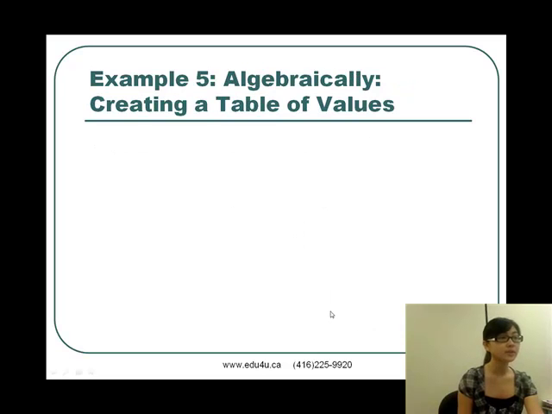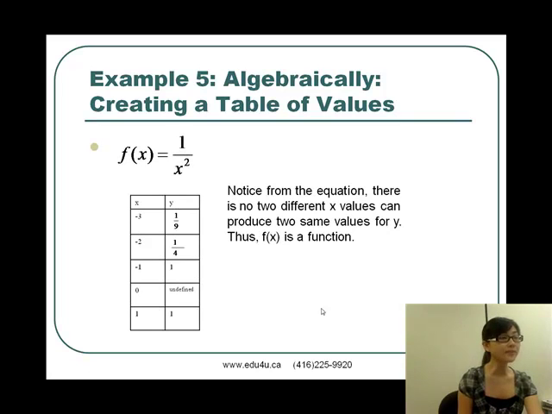Example 5, algebraically, creating a table of values. Here we have the equation f of x equals 1 over x squared. I draw all the information into a table of values, in which there are two columns, one for x and the other for y. The x can be any number that I want, and as many as I want. For this example, I chose -3, -2, -1, 0, and 1. I use these values and plug them into the original equation to see what I get for f of x, and that will be my y value, which I write on the right side of the table.